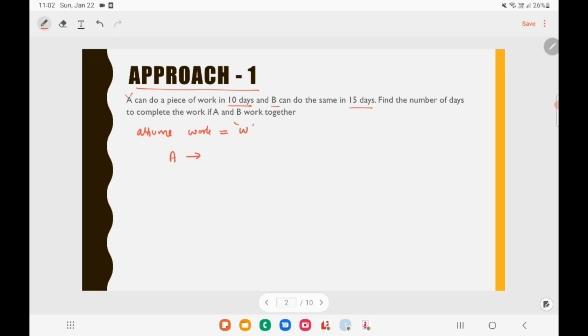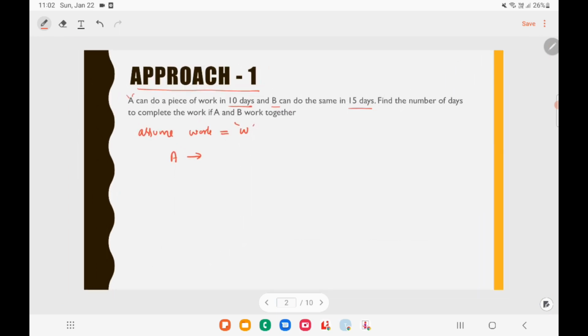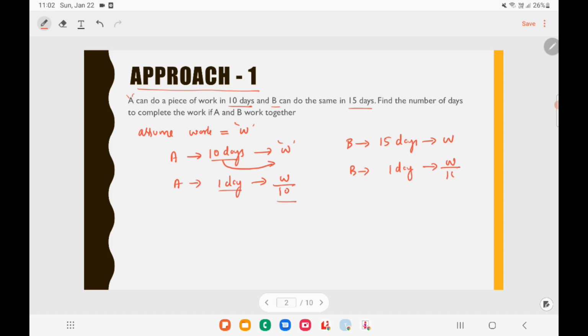So A can do the work in 10 days. So in 10 days, A will complete the work, which is W. That means in one day, A will do W by 10 work, right? Because you have to take this 10 to this side. Similarly, B will complete the work in 15 days, so in one day, B can do W by 15 work.